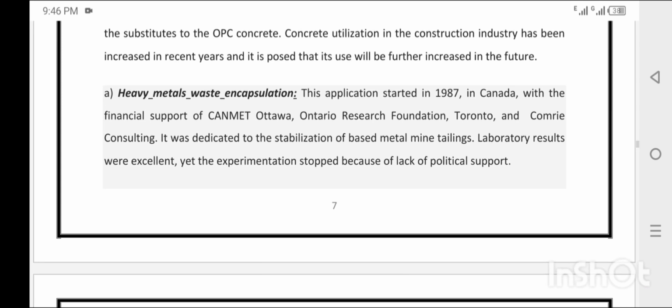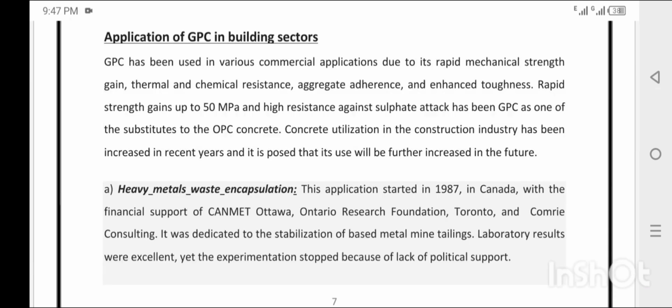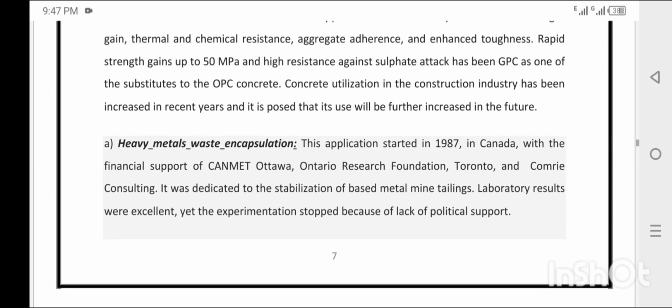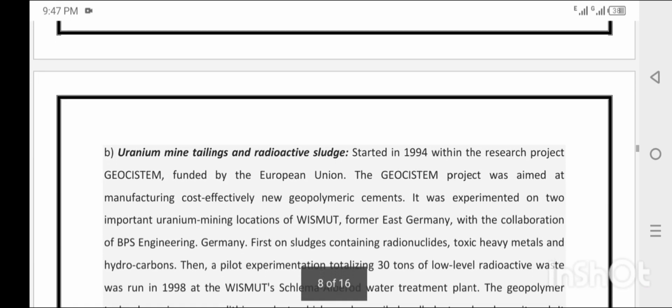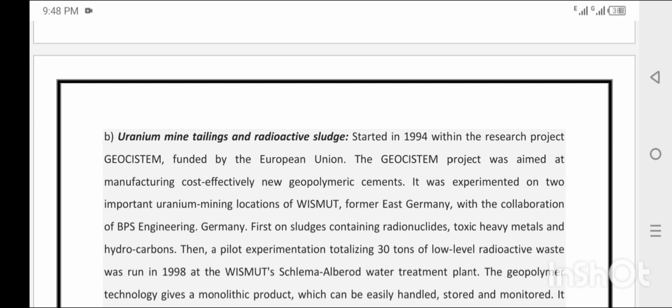Heavy metal waste encapsulation is an application of geopolymer cement. This application is started in different countries all around the world, and it was dedicated to the stabilization of based metal mine tailings. The result of a laboratory were excellent, yet the experimentation stopped because of lack of political support. Then we have uranium mine tailing and radioactive sludge.